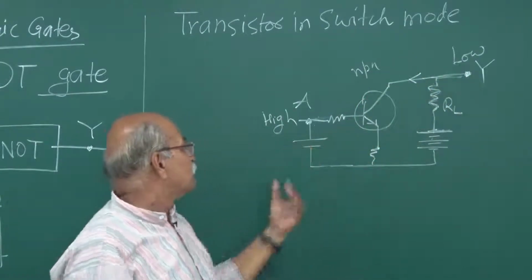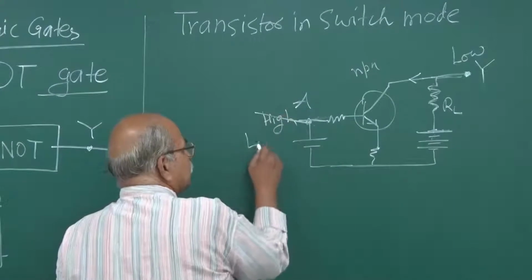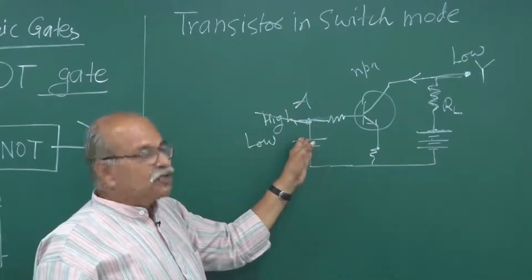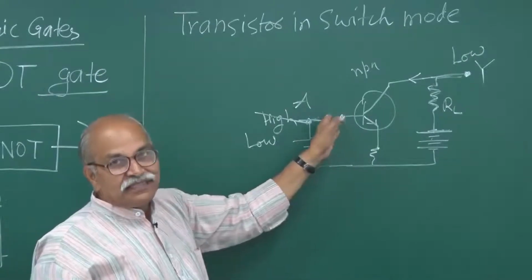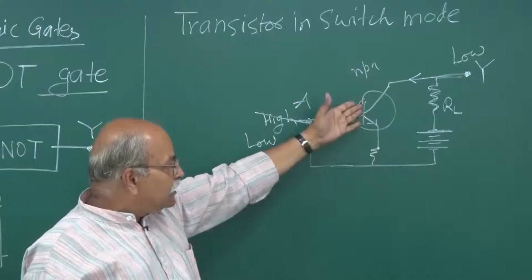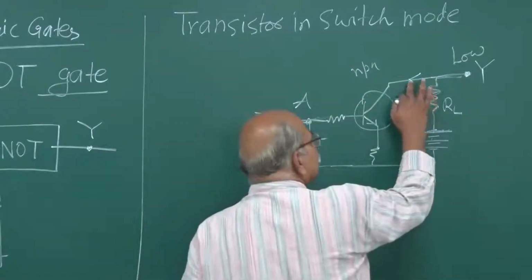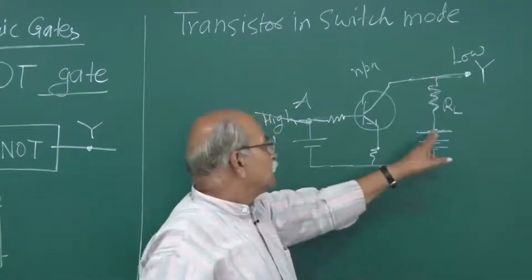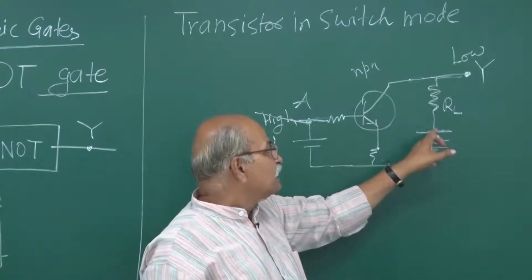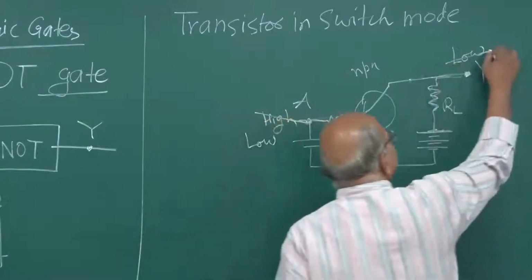And if you give this low, you don't put a battery, you give 0 voltage here, then no current goes, it is in cutoff region. Since no current goes anywhere, the potential here and potential here is the same, and this potential is high, so this potential also becomes high.